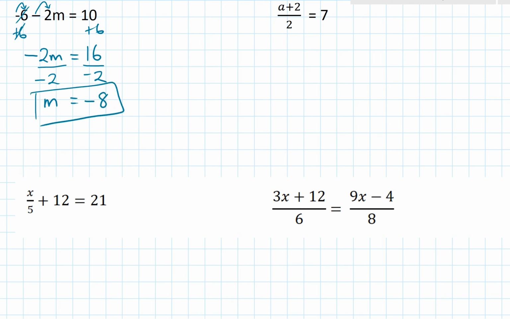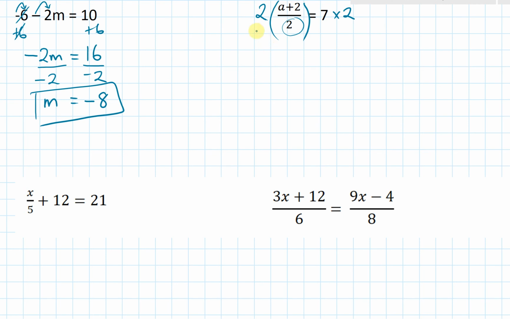Okay, this second one here, a plus 2 over 2 equals 7. When you have fractions, what you want to do is look at the denominator, and if you've got a single algebraic fraction in the equation, what you can do is multiply everything through by whatever that denominator is. So what I'm going to do is multiply this side, that side by 2 and the right hand side by 2 as well. So I'm not changing the equation.